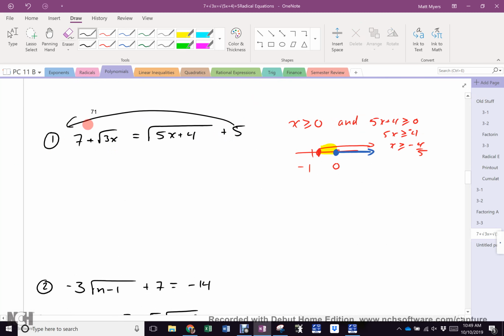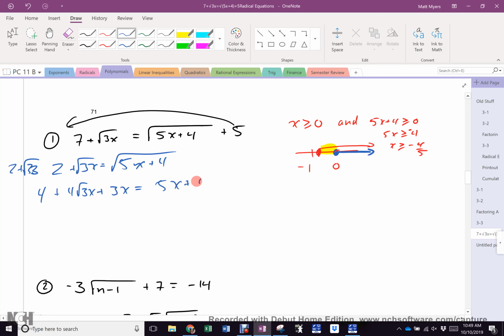Okay, let's see what happens. That's going to get me 2 plus root 3x equals 5x plus 4. Square both sides. 4 plus 2 plus 4 root 3x plus 3x equals 5x plus 4. 4 root 3x equals 2x.